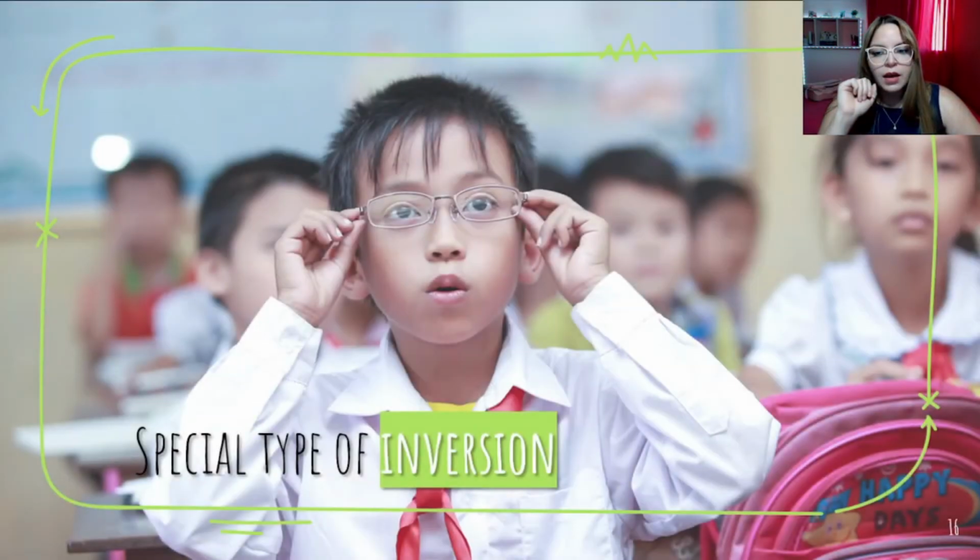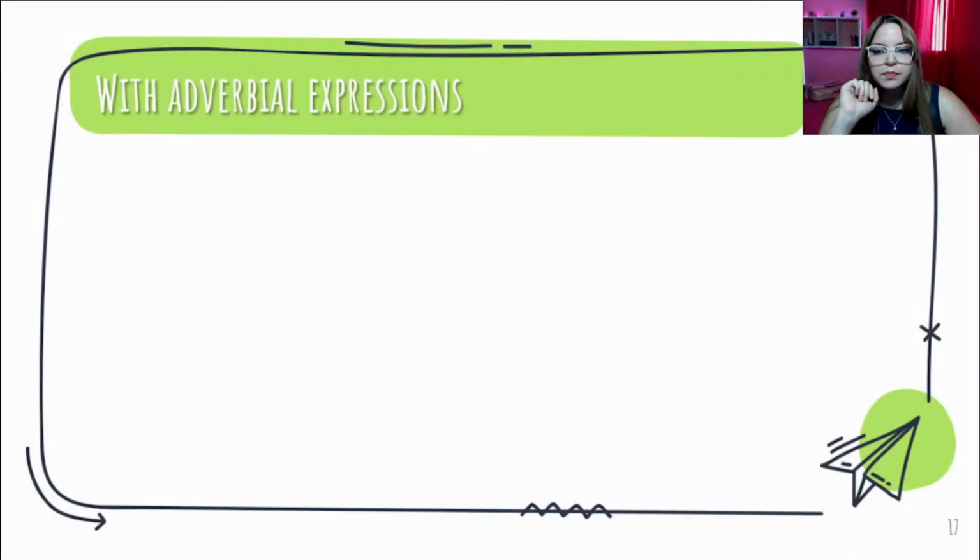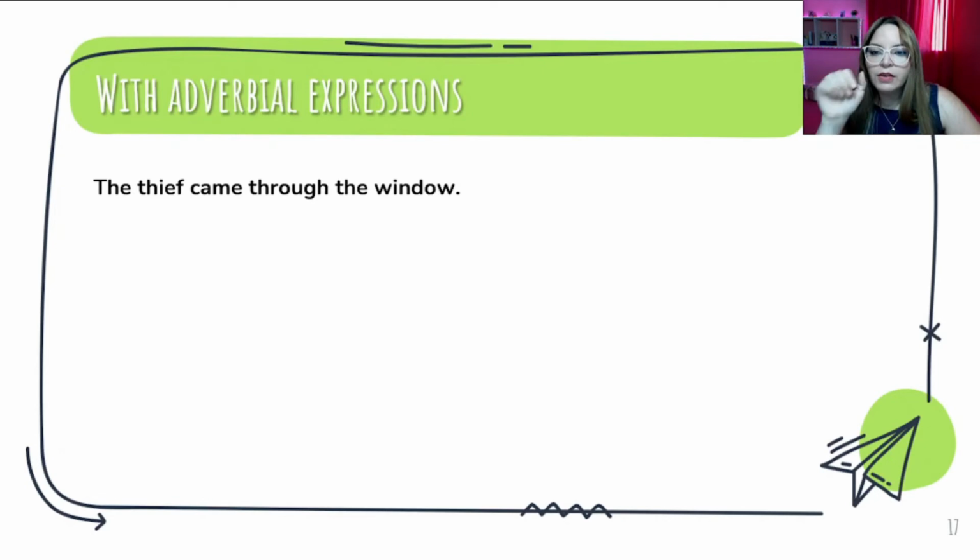Good. Let's see a special type of inversion. Inversion with adverbial expressions is really interesting. Let's look at them. The thief came through the window. This is again a really normal sentence. Here we have the subject, which is the person who performs the action, the thief in this case. Then we have came, which is our verb, the action that the performer made. And here we have our adverbial, through the window.